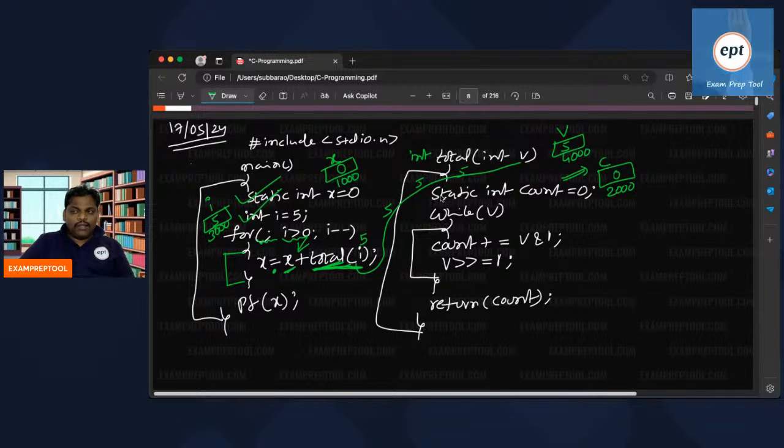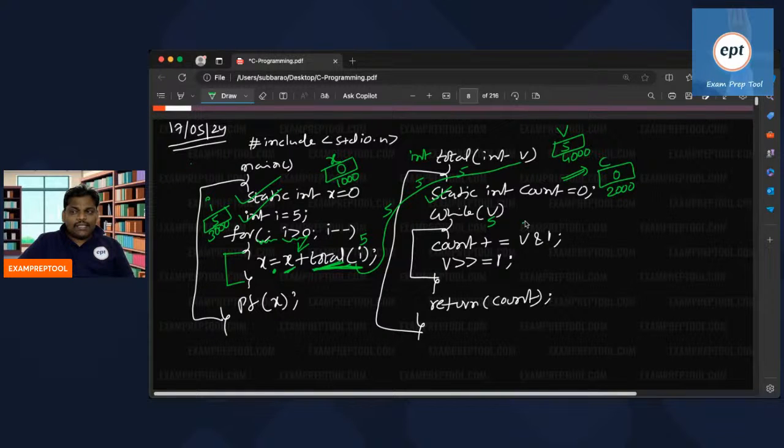Observe clearly. Static, skip it. While running, static does nothing. Whenever you run the program, static doesn't do anything. I am running. v value 5, while 5, the condition is true. Come inside. count plus is equal to v into 1.